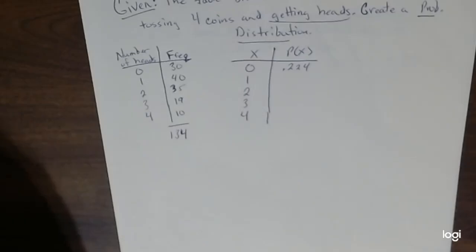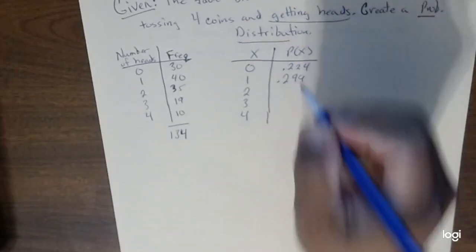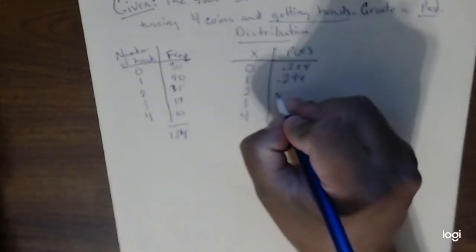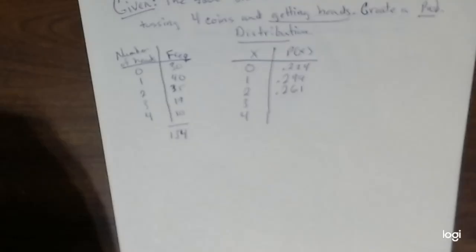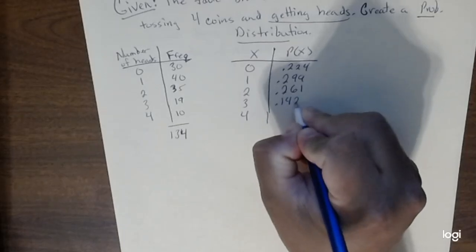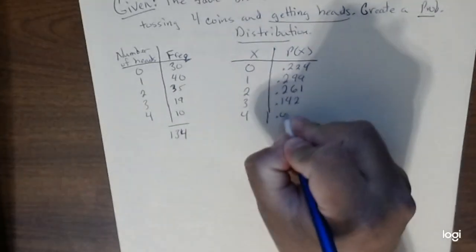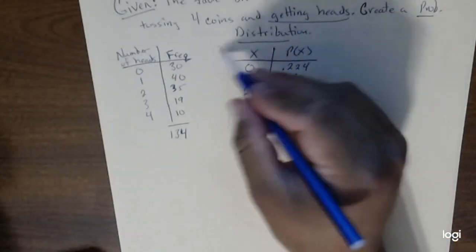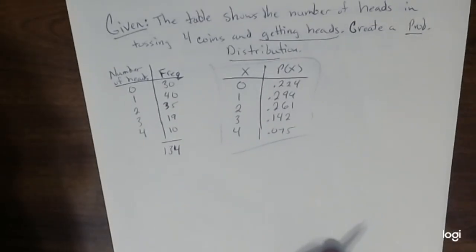40 divided by 134 is 0.299. 35 divided by 134, 0.261. 19 divided by 134 should give you 0.142. And then finally, 10 divided by 134 should give you 0.075. Okay, and that's it. That is your answer, just like that. That's all they wanted you to do, right? Create a probability distribution.